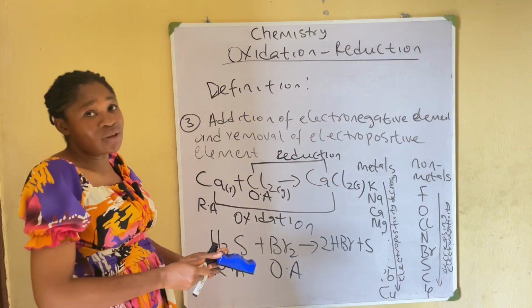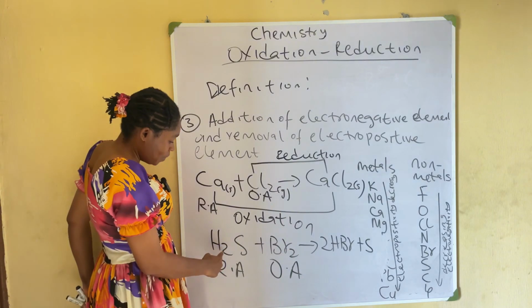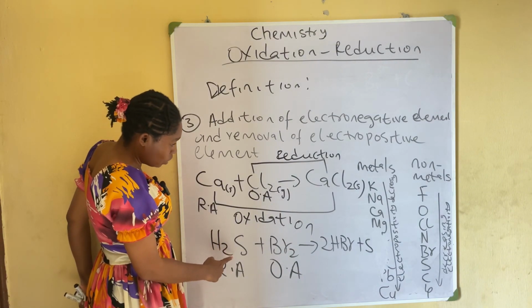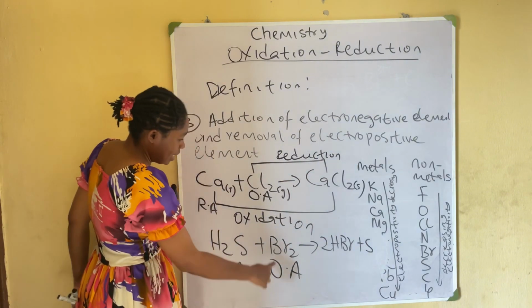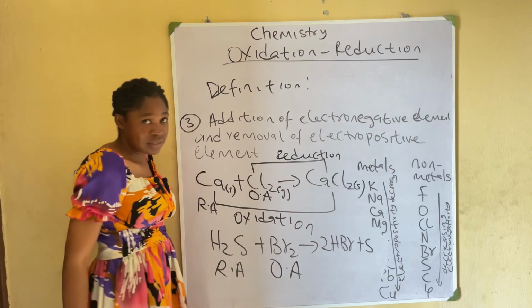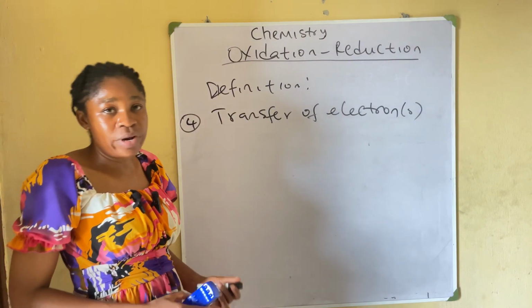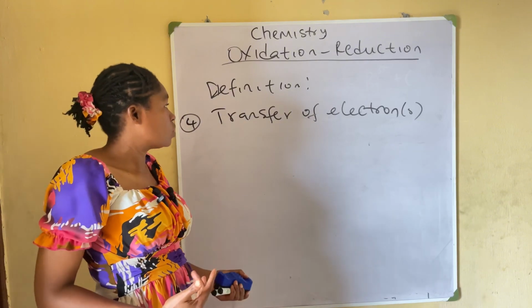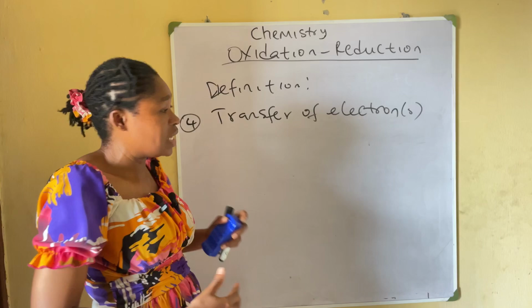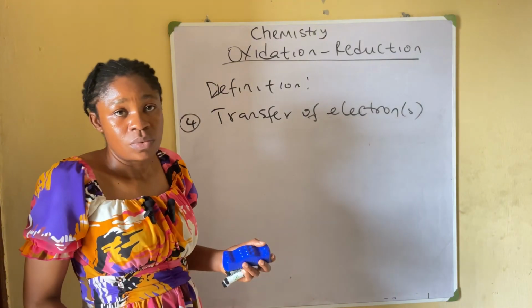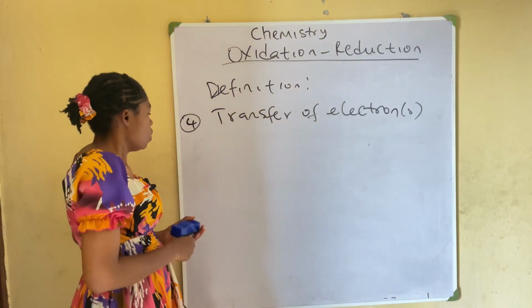Of course, I can also use the terms of addition of hydrogen to also say this one. Removal of hydrogen is oxidation. Then addition of hydrogen is also a reduction. The most concise and current definition of oxidation is in terms of electron transfer. Oxidation is a process involving loss of electron, while reduction is a process involving gain of electron.